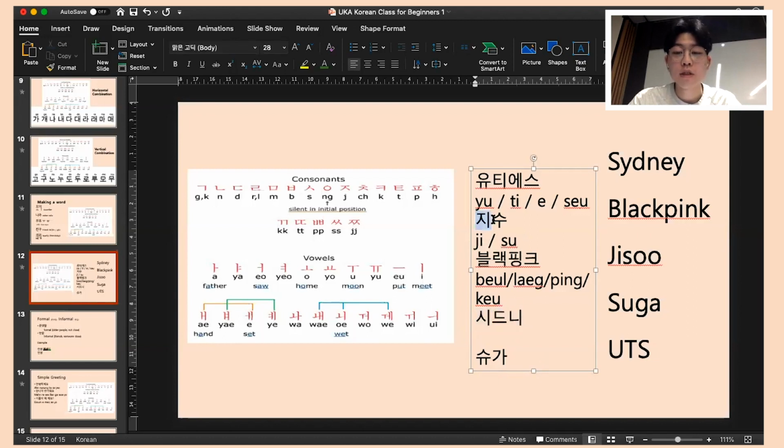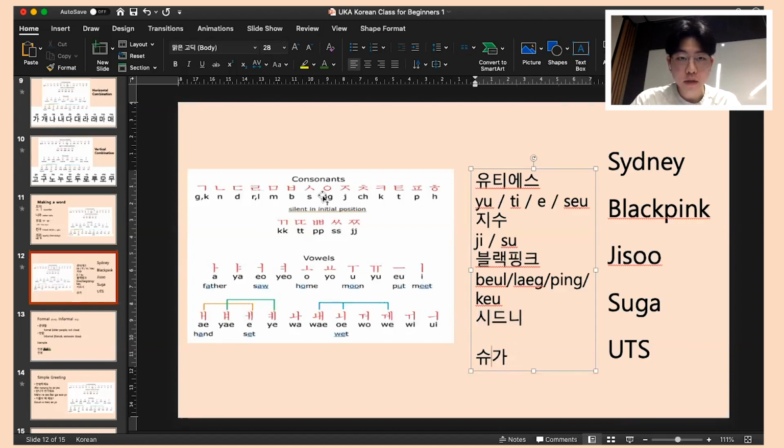Same as this one, ji su. You know how in English you say ji su, it flows. Sydney, it flows. But in Korean, it's she to ni. Yep, and the last one is the same first character, first sound, I mean.